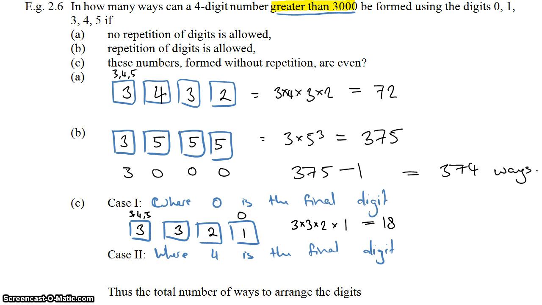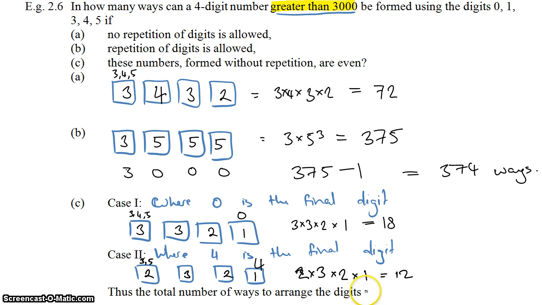What about when 4 is the final digit? Well, again, let's take a look at what happens. 1, 2, 3, 4 boxes, and I assign 4 as the final digit, so only one choice for that. How many choices do I have for the first one now? Well, I can either assign 3 or I can assign 5. So I've only got 2 choices in here now, and then I again have 3 choices in here and 2 choices in here. So now I've got 2 times 3 times 2 times 1, and that gives me 12 choices.